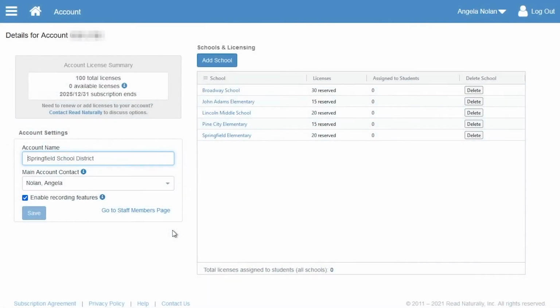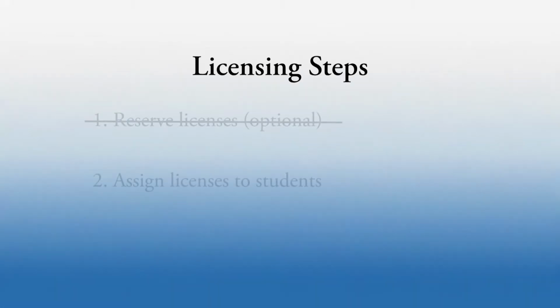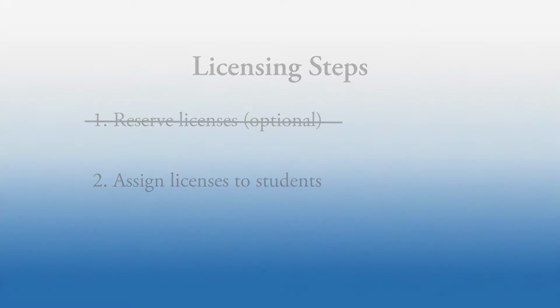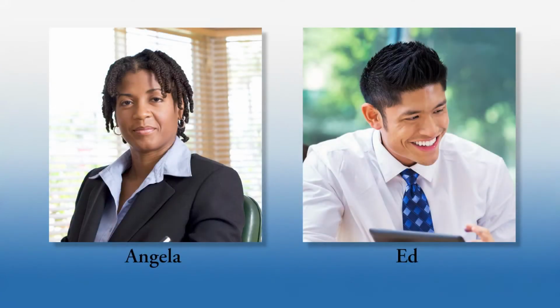Angela repeats this process to reserve licenses for each school in her account. She may change the number of reserved licenses for a school or set a school's licensing back to the default at any time. Because Ed's account has only one school, his setup is easier. He can skip reserving licenses. Both accounts are ready for the account administrator or another staff member to assign licenses and lead teachers to students. Let's watch Angela as she does this.